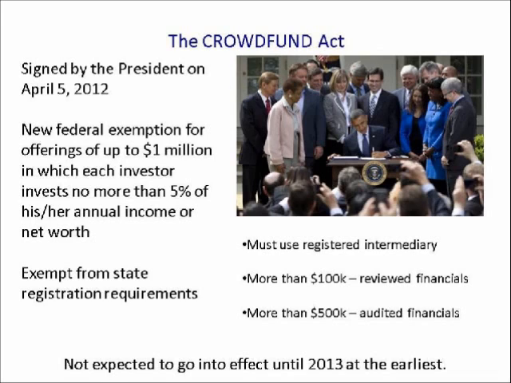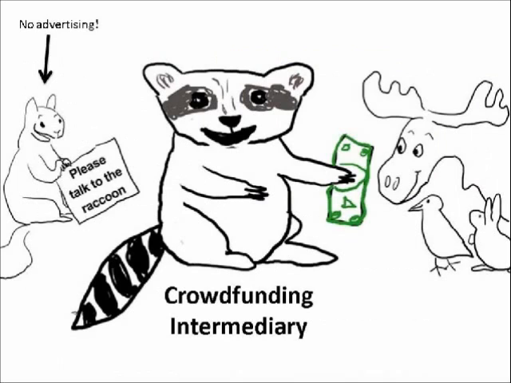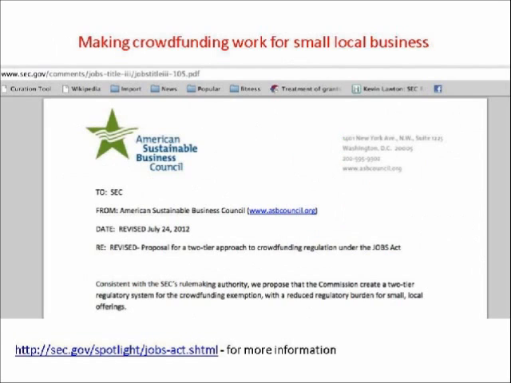This just shows it's kind of frustrating. If you use this new law to raise money, the only thing you'll be allowed to say to your potential investors is, please go see this website of the intermediary. You will not be allowed to talk about your offering yourself, which I think is really silly. So we are working with American Sustainable Business Council to do some advocacy to see if we can make the law a little bit friendlier to small local business.